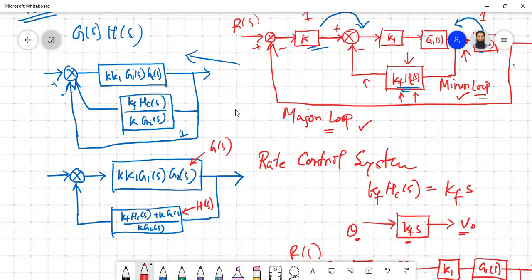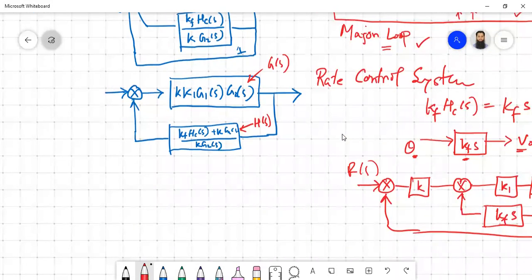Previously, H of S was 1 in case of the cascade, but here our H of S actually has some finite dynamic, some dynamic function. Don't need to worry about the dynamic function, it is actually in terms of S. Whenever you have S, either you have integration or differentiation, so it makes it dynamic nature. Okay, so now we have G of S, H of S.